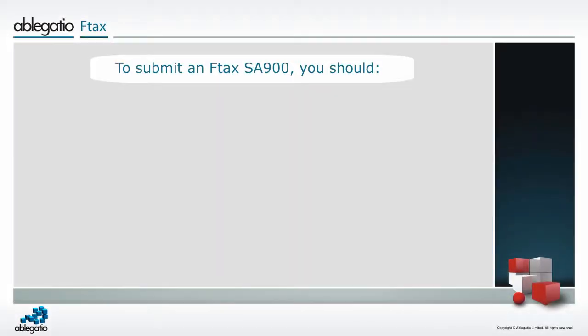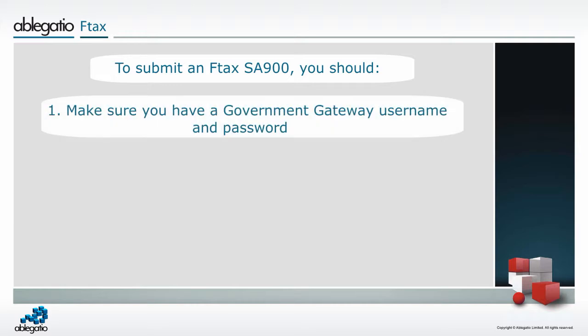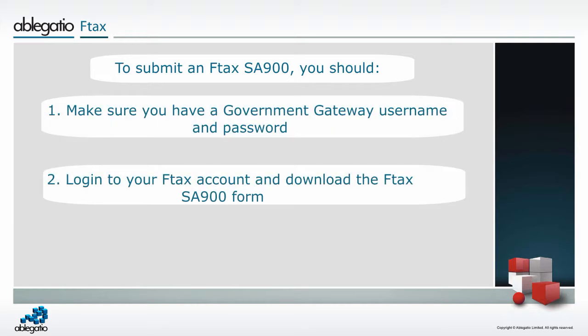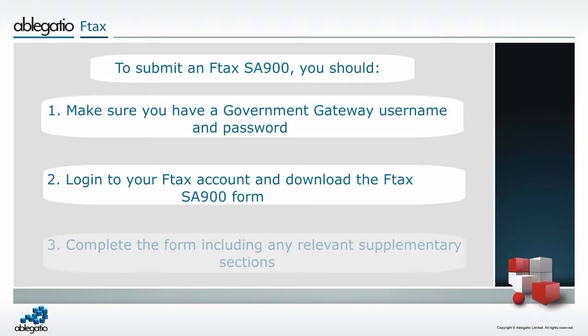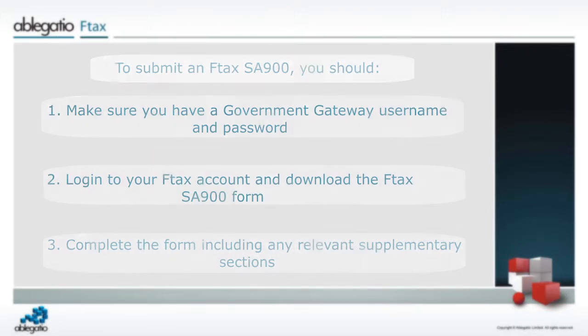To submit an Ftax SA900 tax return, the following steps must be taken. Make sure you have a Government Gateway username and password. Log in to your Ftax account and download the Ftax SA900 form. Complete the form including any relevant supplementary sections.